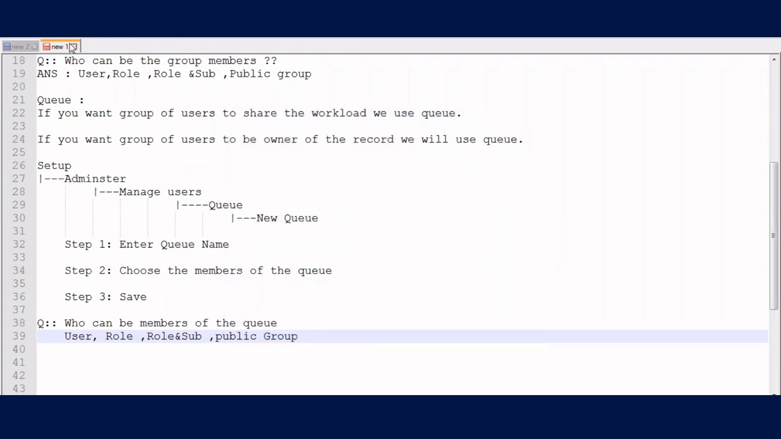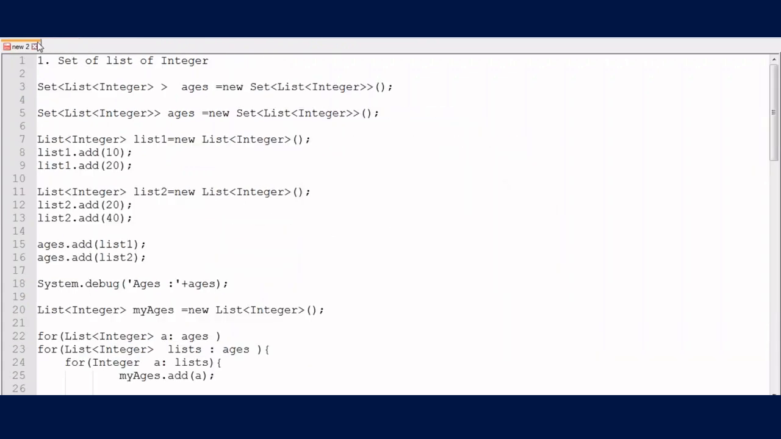What is the purpose of the sharing rule and why do you want to go for sharing? Because of OWD, you are able to see some of the records. Apart from those records, if you want to show any extra records to any user, then we go for what? Sharing rules.